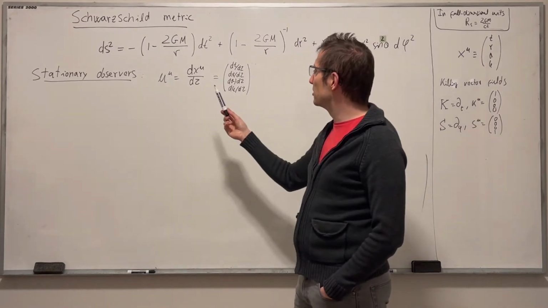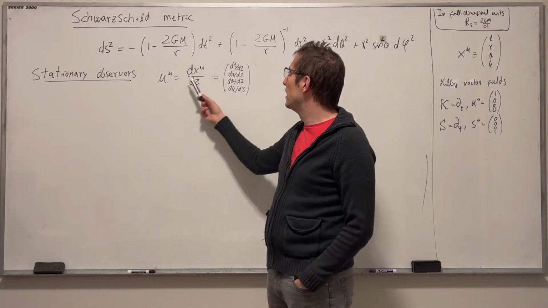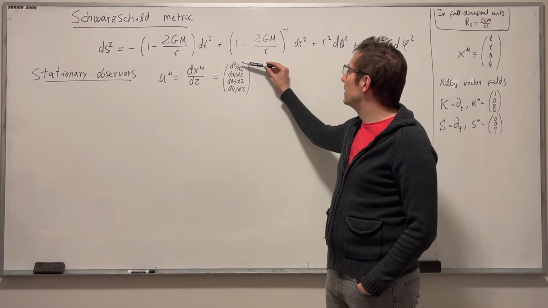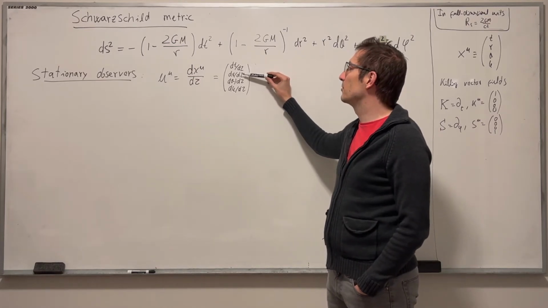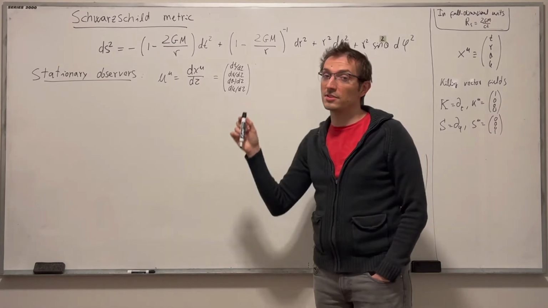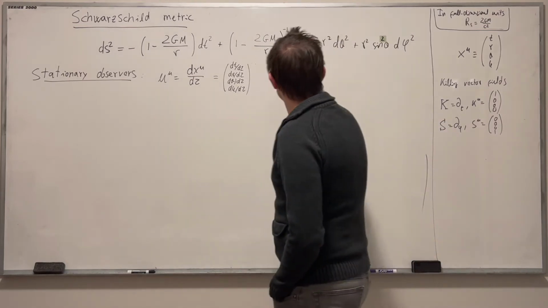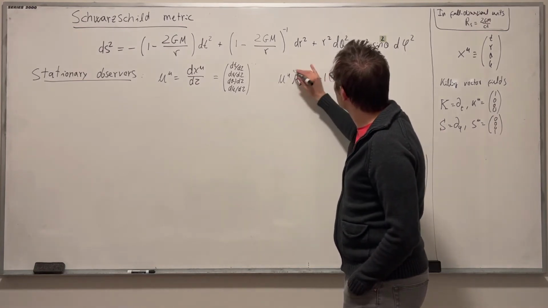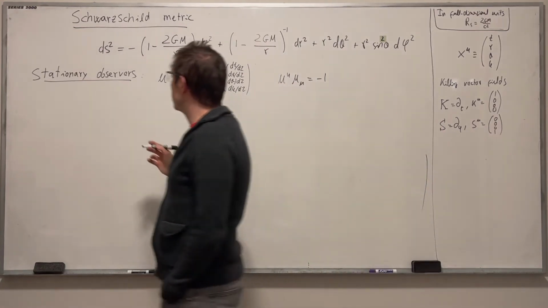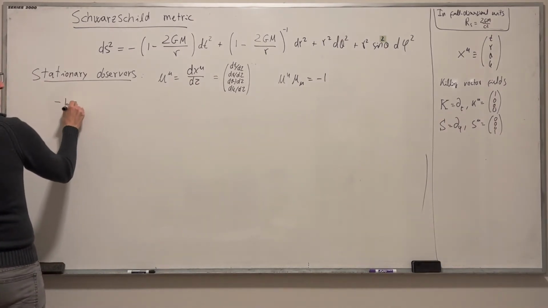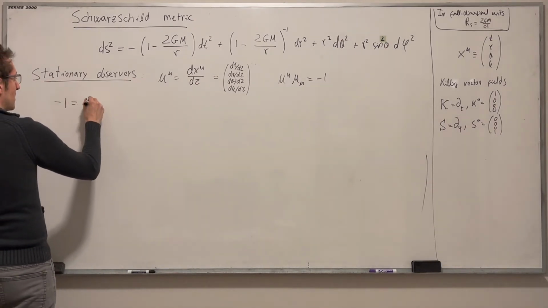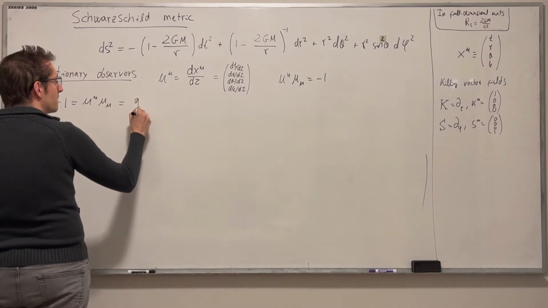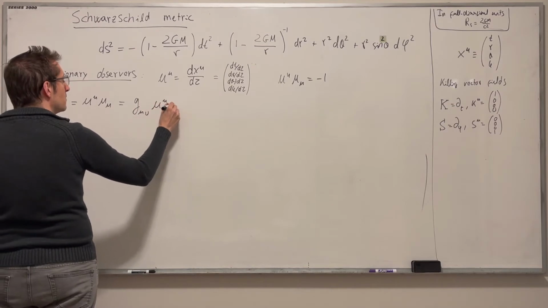Let's compute for stationary observers. I know that the four-velocity of any observer is the derivative of the four-position of the observer with respect to τ. So it's the derivative of the t coordinate with respect to τ, the r coordinate with respect to τ, the θ coordinate with respect to τ, the φ coordinate with respect to τ. Now I also know that the four-velocity is normalized to -1. All right? So knowing these two things, I can write a normalization condition. I know that -1 is equal to u^μ u_μ, and that is equal to g_μν u^μ u^ν.